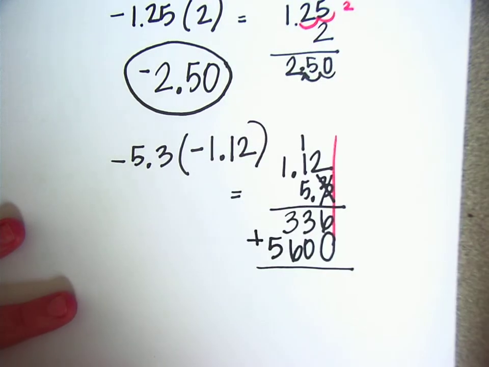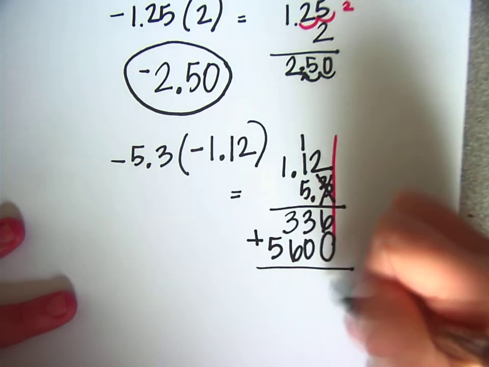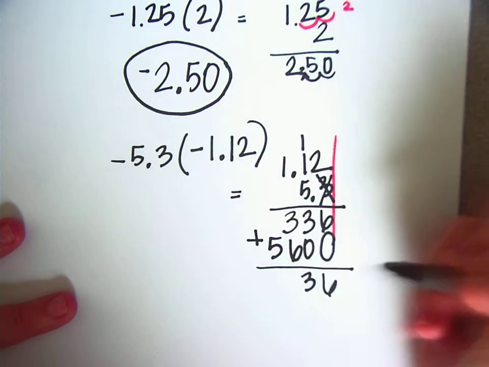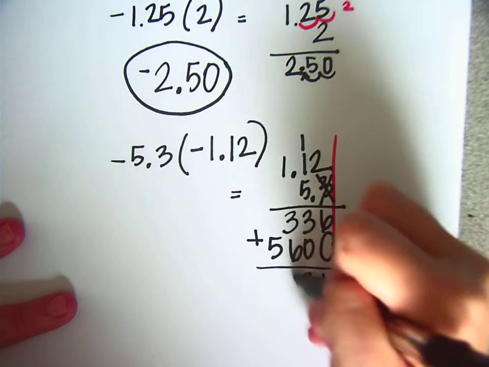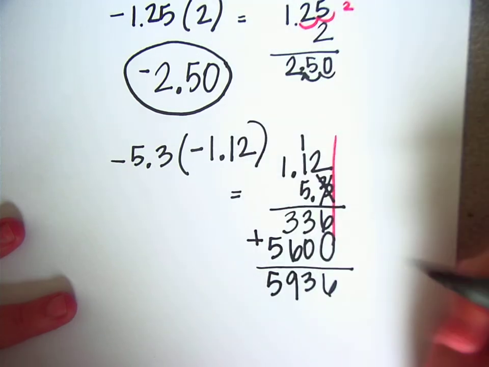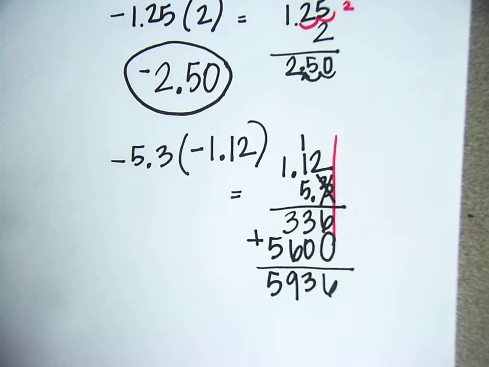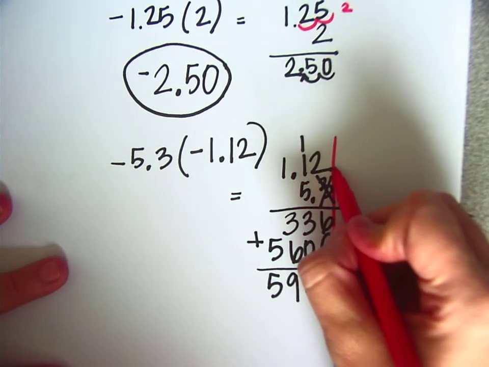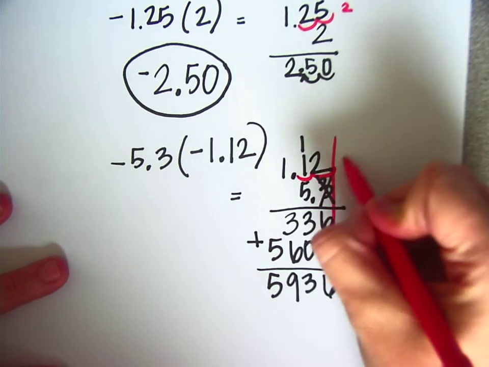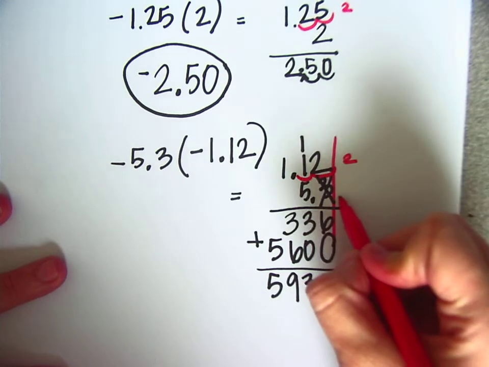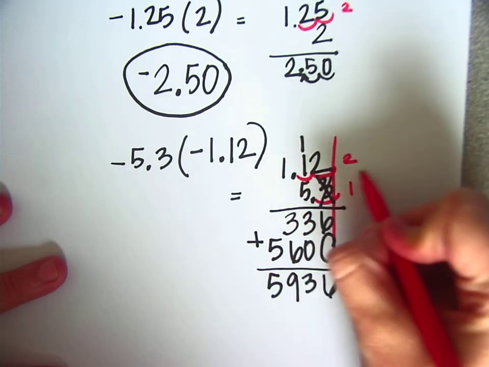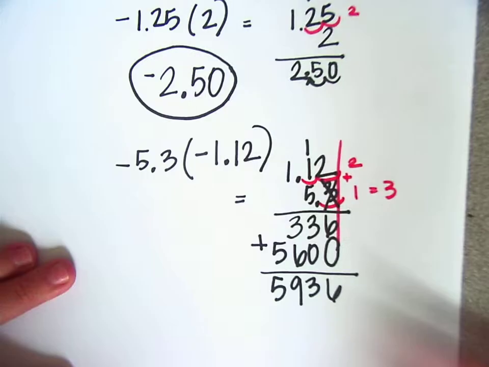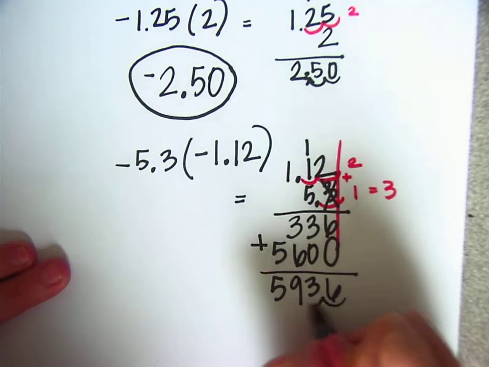Now we're going to add these together. 6 plus 0 is 6. 3 plus 0 is 3. 6 plus 3 is 9. And then we've got the 5. Now remember, we've got to count however many places we have behind the decimal. So here we've got 1, 2. And behind this decimal we've got 1. So 2 plus 1 equals 3. So we've got to move here 3 places: 1, 2, 3.